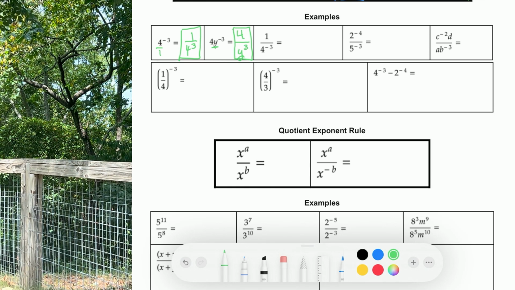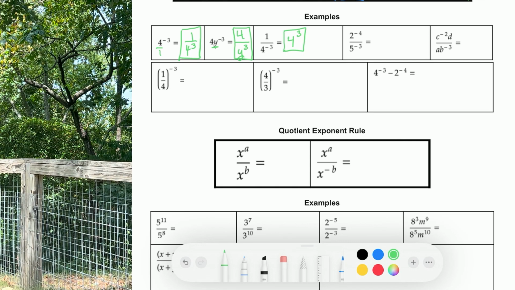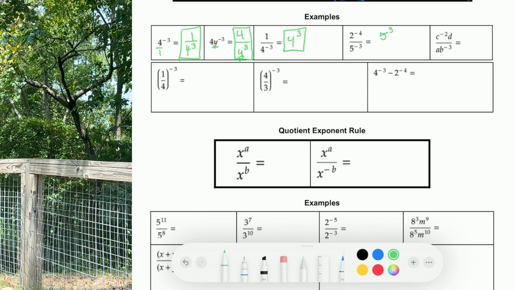The next one has 1 over 4 to the negative 3rd. Well, we know the rule is to take the reciprocal so that our exponent can become positive. So it would be 4 to the positive power of 3. What about the next one? We have 2 to the negative 4 over 5 to the negative 3. Well, our rule tells us we're going to take the reciprocal. So my 5 is going to move to the numerator, and that 3 is going to become positive. My 2 is going to go to the denominator, and that 4 is going to become positive.